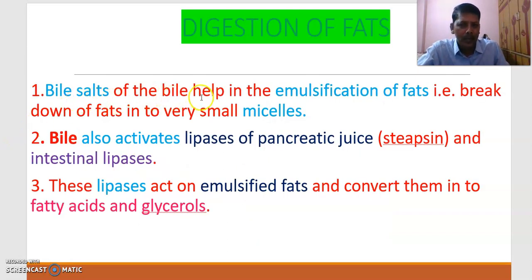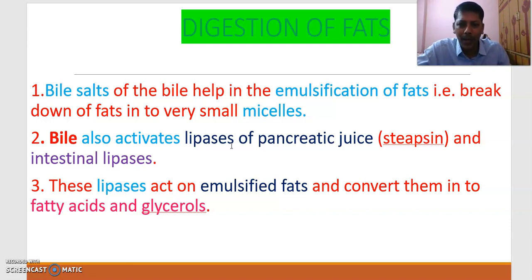Okay, bile salts of bile help in emulsification of fat. What is meant by emulsification? The breakdown of fats into very small micelles. Micelles are formed. Okay, bile also activates lipases. Those two points together make a two marks question, very important. Bile also activates lipase. Bile has no enzymes. It is very important. Even though bile juice does not have enzymes, it is very important for fat digestion.